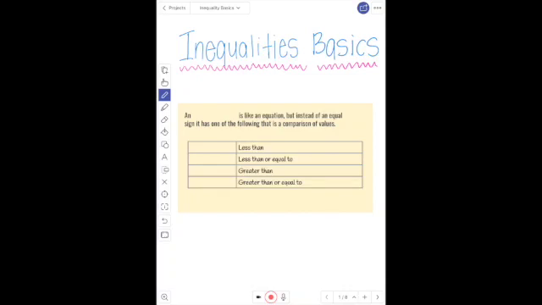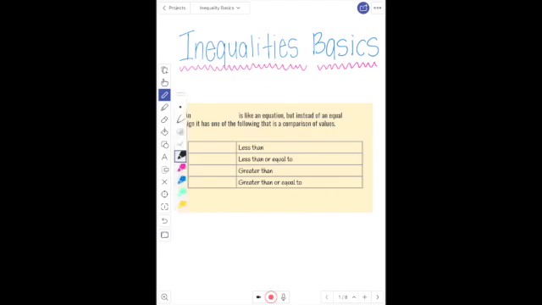We're going to be talking about inequalities and inequality basics when it comes to solving an inequality. So, what is an inequality? An inequality is very similar to an equation, except that an equation has an equal sign, so you know that x equals this. But with an inequality, you're actually doing a comparison.